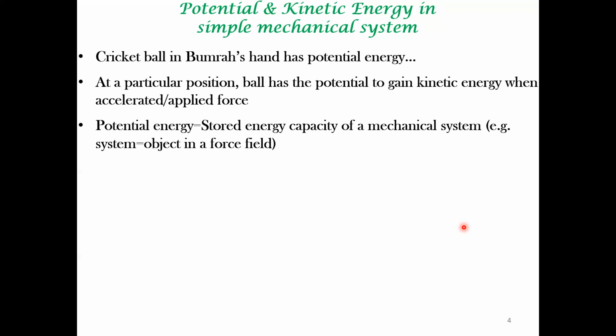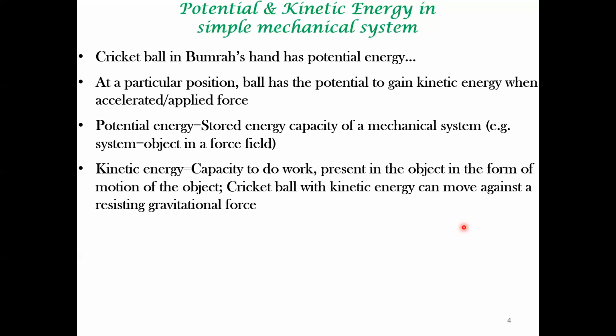So what I'm trying to do is, we are all used to these notions of forces, work, kinetic, potential energy. We're just revisiting it so that these terms are clear before we get on with thermodynamics. So when we say kinetic energy, that is the capacity to do work is again present in that system, but it is present in the object in the form of motion of the object. For example, a cricket ball with the kinetic energy can move against a resisting gravitational force, right? So again, it has a capacity to do work.